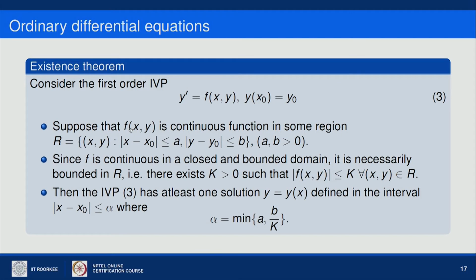Now, suppose this f is a continuous function in some region, that is the region in the 2-dimensional domain R, having all the points (x, y), where for x we have the interval absolute value of x minus x naught less than or equal to a, and for y we have absolute value of y minus y naught less than or equal to b, and a, b are positive. So, the center of the rectangle is at (x naught, y naught).